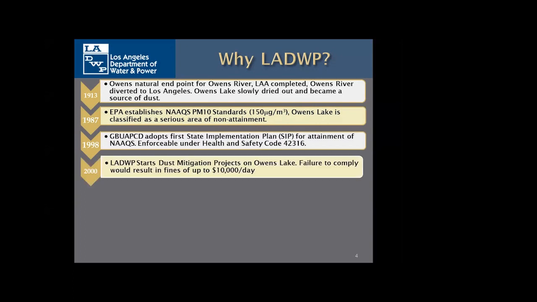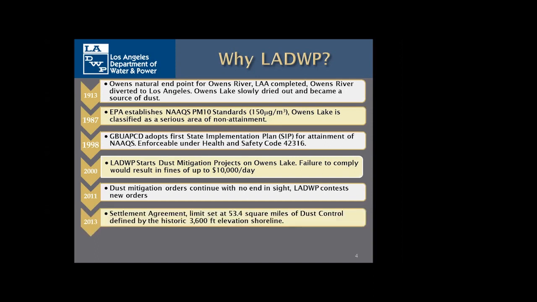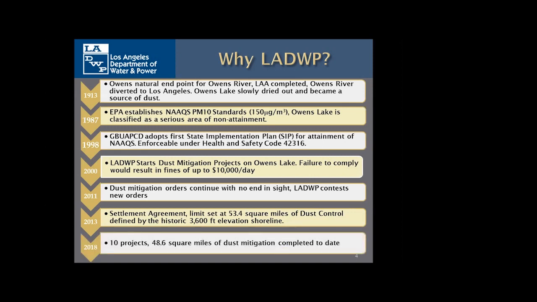In 2000, DWP starts its dust mitigation projects on Owens Lake. And if we fail to comply with the deadlines or with the actual performance criteria, we face fines of up to $10,000 a day. So huge incentive to get the work done in a timely fashion. In 2011, after 11 years of dust mitigation orders, DWP saw no end in sight and started contesting the orders. 2013, a settlement agreement was reached, which established a limit of 53.4 square miles, defined by the historic shoreline of 3,600 foot elevation. 2018, 10 projects have been built, and 48.6 square miles of dust mitigation have been completed.